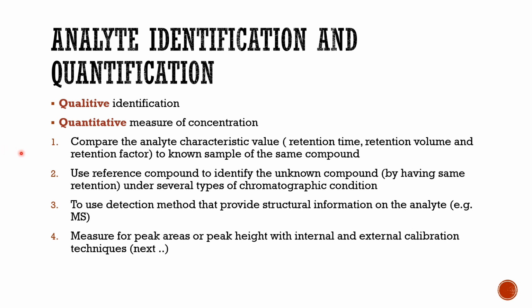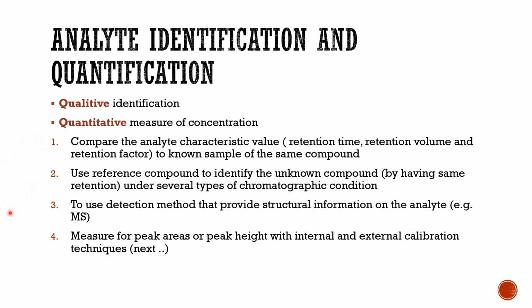For the identification, we use different techniques to identify the analyte. First, we can compare the analyte characteristic value to a known sample of the same compound. So you can compare the retention time, the retention volume, or the retention factor to a known sample of the same compound. Or we can use a reference compound that will run in parallel in another column with two detectors, and we compare the result between the unknown and the reference, also using the same characteristic values of retention time, retention volume, retention factor.